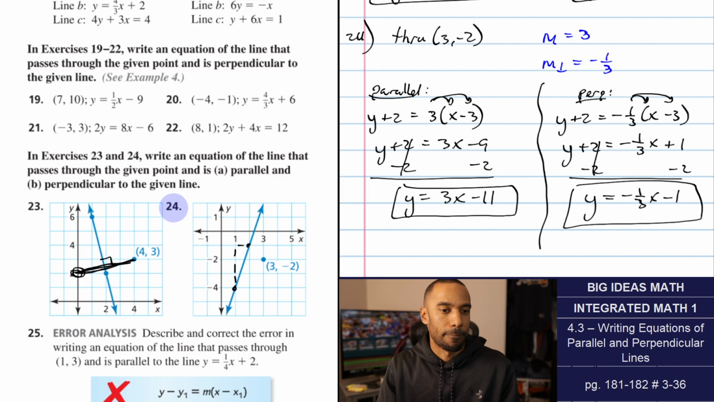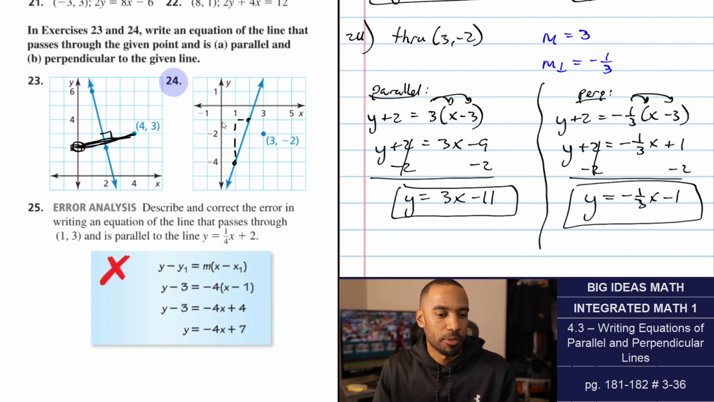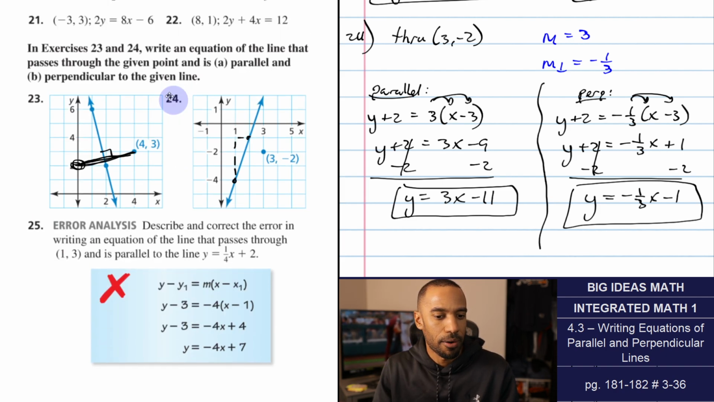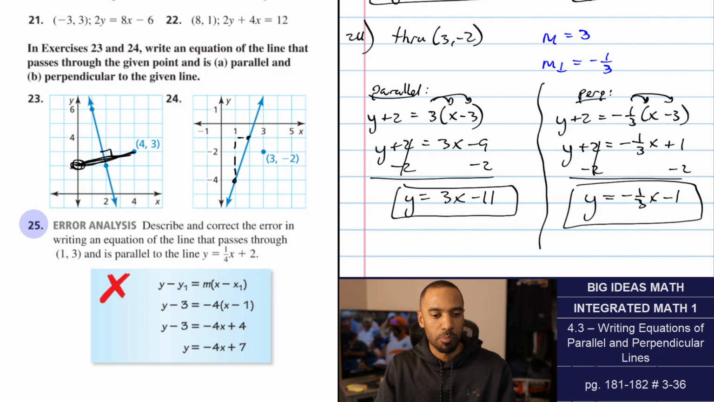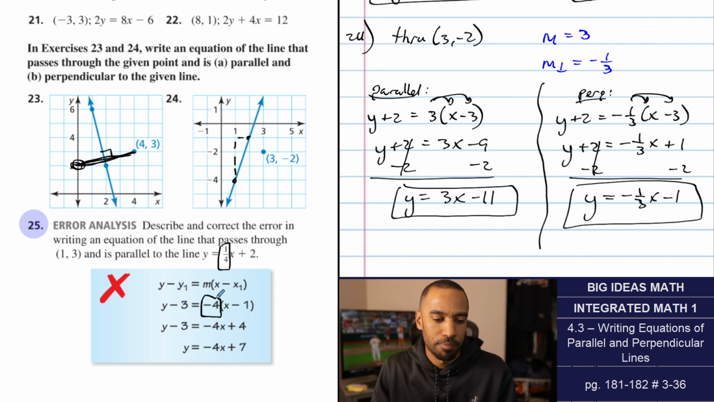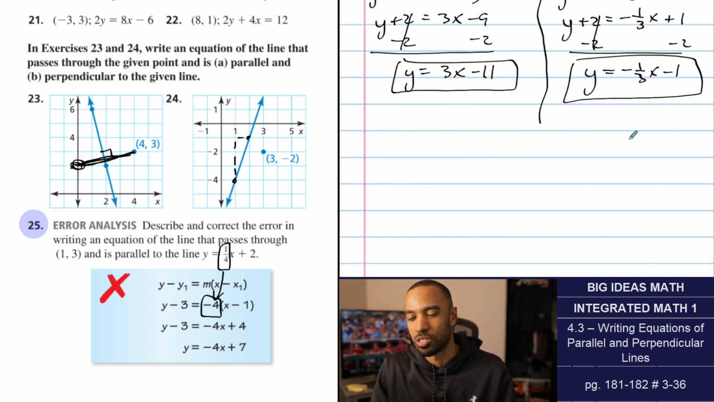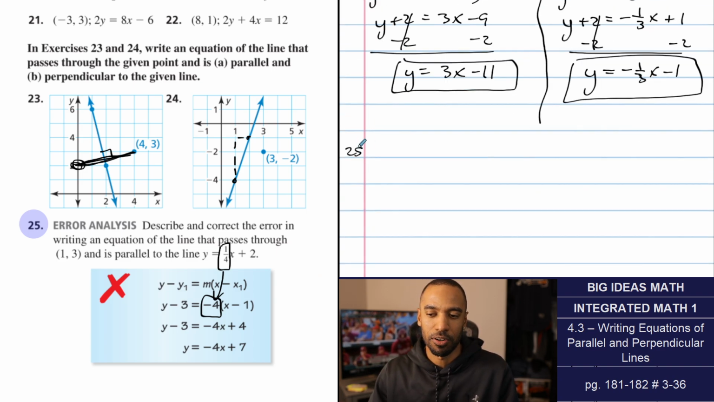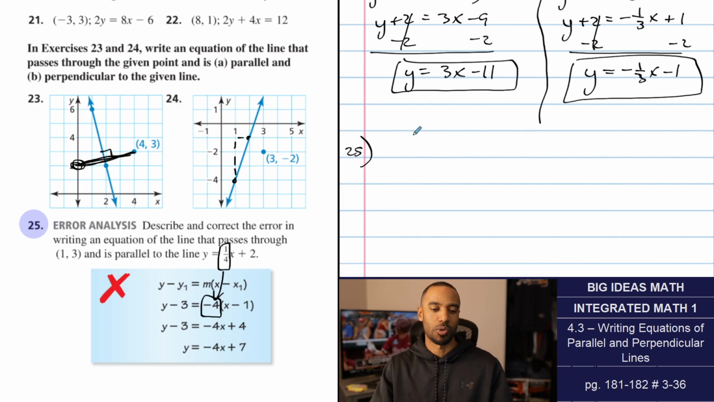We're done. We got error analysis, folks. Number 25, describe and correct the error in writing an equation of the line that passes through (1, 3) and is parallel to the line y equals 1/4 x plus 2. So if we pull out the slope of 1/4, of this right here, the slope is 1/4. For parallel, we want to use 1/4. If you notice, they used a -4. So generally they wouldn't do the opposite. Well, I shouldn't say that. I can think of times that they might do that. If they're like, I just learned how to do perpendicular lines, so I want to use that.